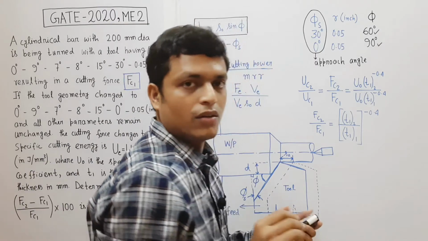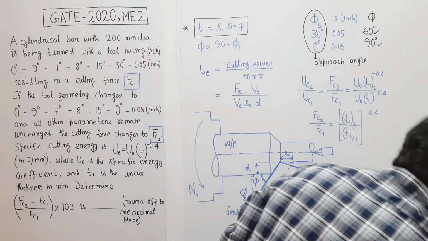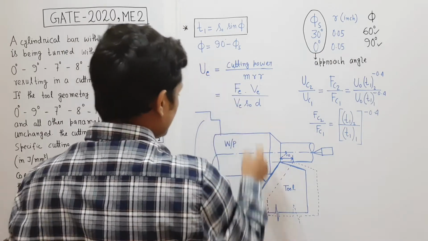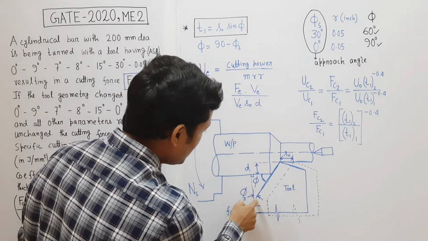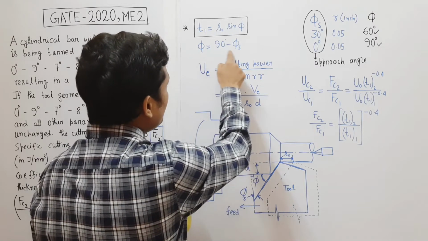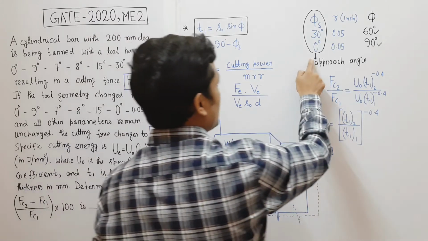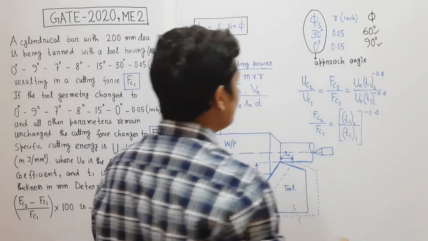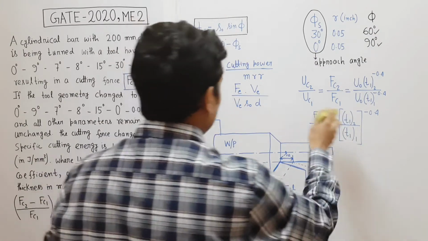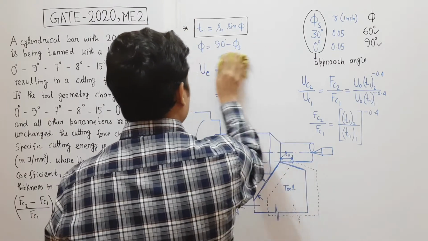How T1 is S0 sin phi, I will show you later in this lecture, and in what situation this equation is valid, I will explain to you. Now only note that T1 is S0 sin phi and phi is 90 degrees minus phi s. From this triangle, this is phi, this is phi s. Phi s is the approach angle, phi is the principal cutting edge angle. So we have to determine FC2 by FC1.